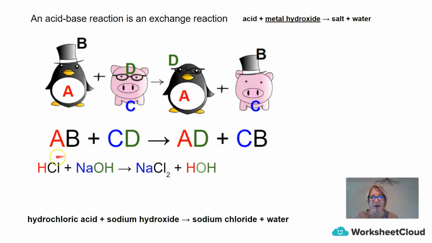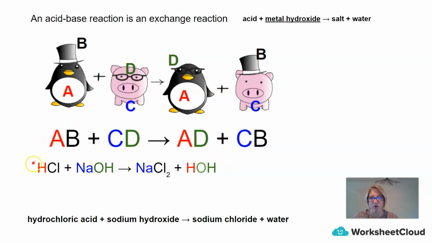So in our new equation, we can represent AB represents HCl, that is our acid. CD represents NaOH, that is our metal hydroxide. AD represents the salt, NaCl, and CB represents the water.